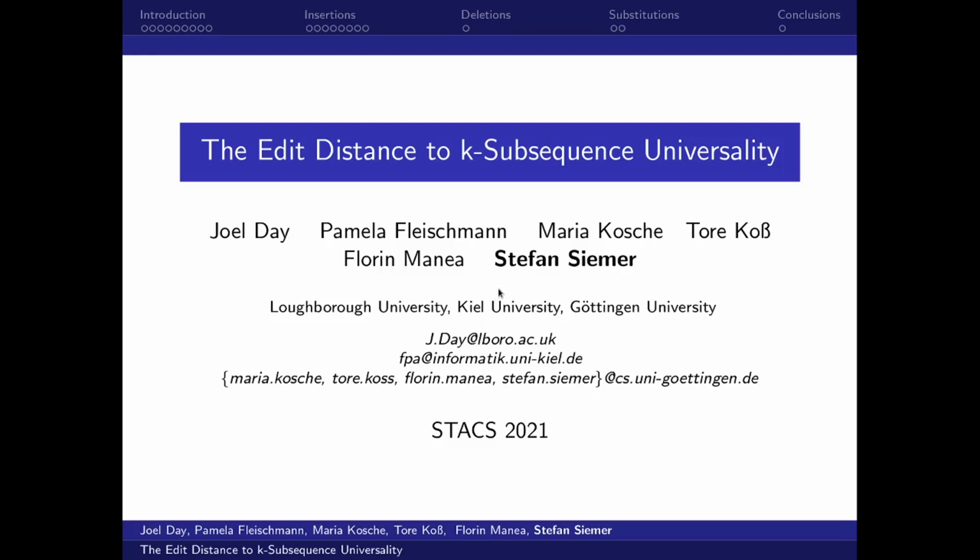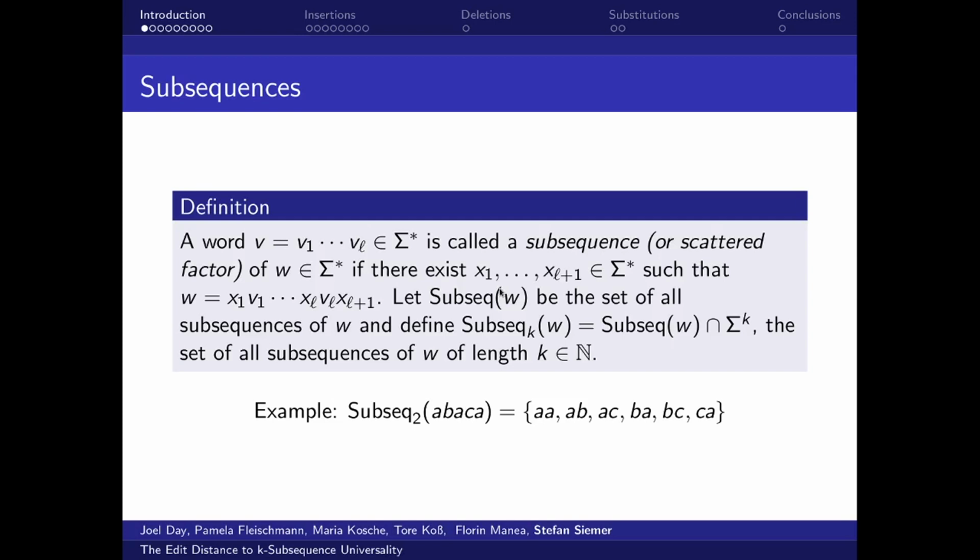So let us dive right into some notions and definitions such that we can define the problem. First of all we need the definition of a subsequence. A subsequence is a word, and we can find that word in another word by allowing for some gaps. For example, we have a gap in the beginning, then we find the first part of our subsequence, then we can jump over some other letters and have another gap, then find the second part, and so on, until we find the whole word V in our word W.